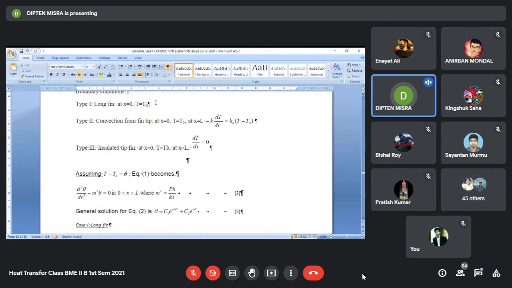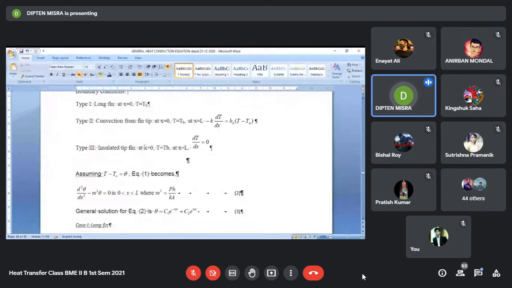Number one, we have discussed so far, and we have completed the discussion of heat transfer from a very long fin. Second is, if we have a significant amount of convection from the fin tip, what will be the corresponding equations and so on. And the third thing that we'll discuss is for an insulated tip fin.